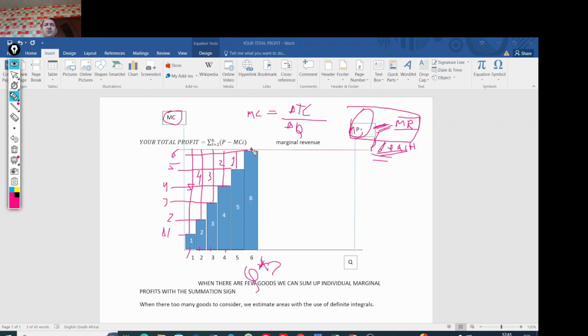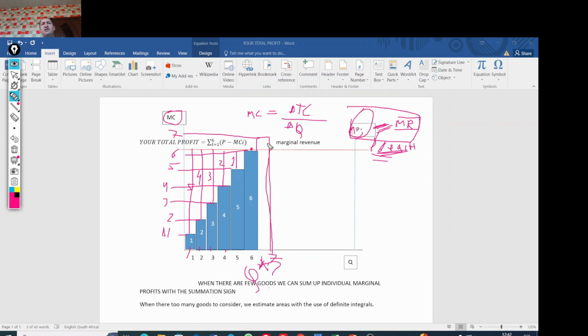And the last good to be produced, you make it at $6 cost and you sell it also for $6. So there's zero profit to be had from the sixth good. Will you make the seventh good, assuming the marginal cost for every subsequent good increases by $1? So it will cost you $7 to make. The seventh good will cost you $7 to make, and you can sell it for $6. Will it be reasonable to make that good in your production facility?